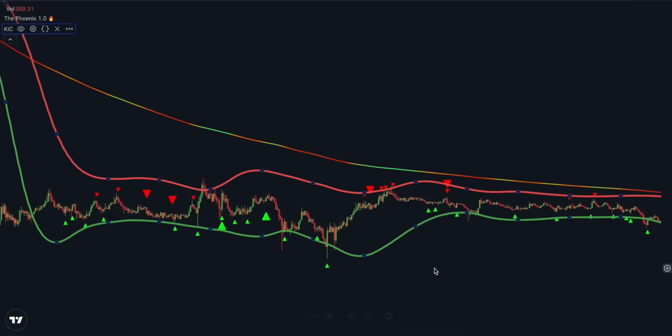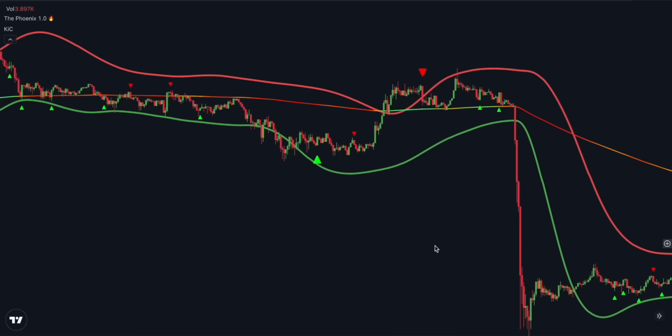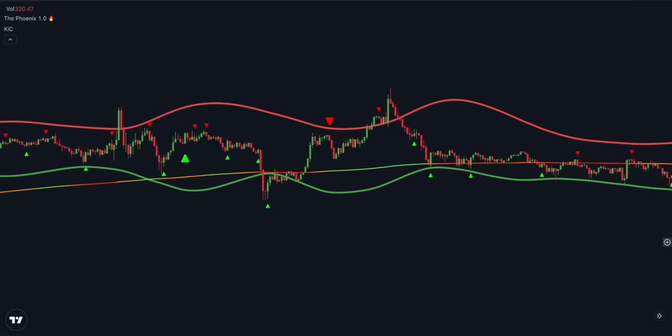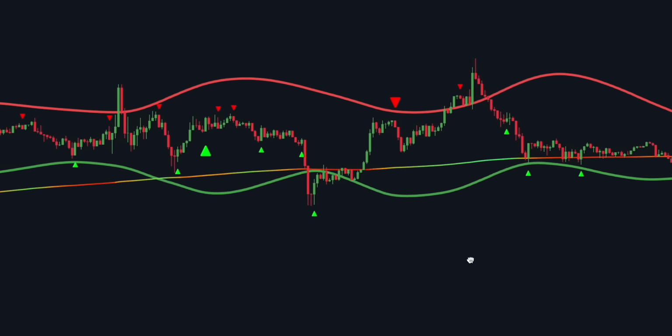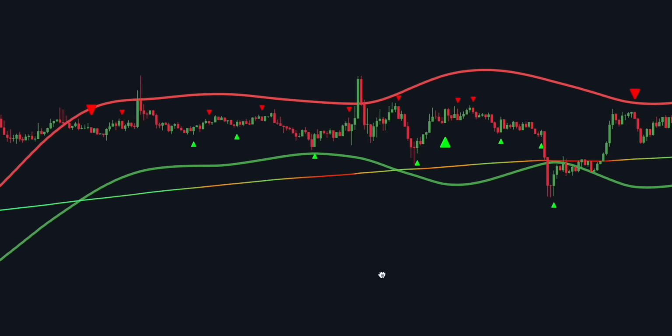The Kirill channel is used to identify potential buy and sell signals, as well as to measure the strength of a trend. When the price of an asset moves close to or touches the upper band, it may be considered overbought and a potential sell signal. Conversely, when the price moves close to or touches the lower band, it may be considered oversold and a potential buy signal. In combination with the RD indicator, the Kirill channel can help us find really accurate trade entries.